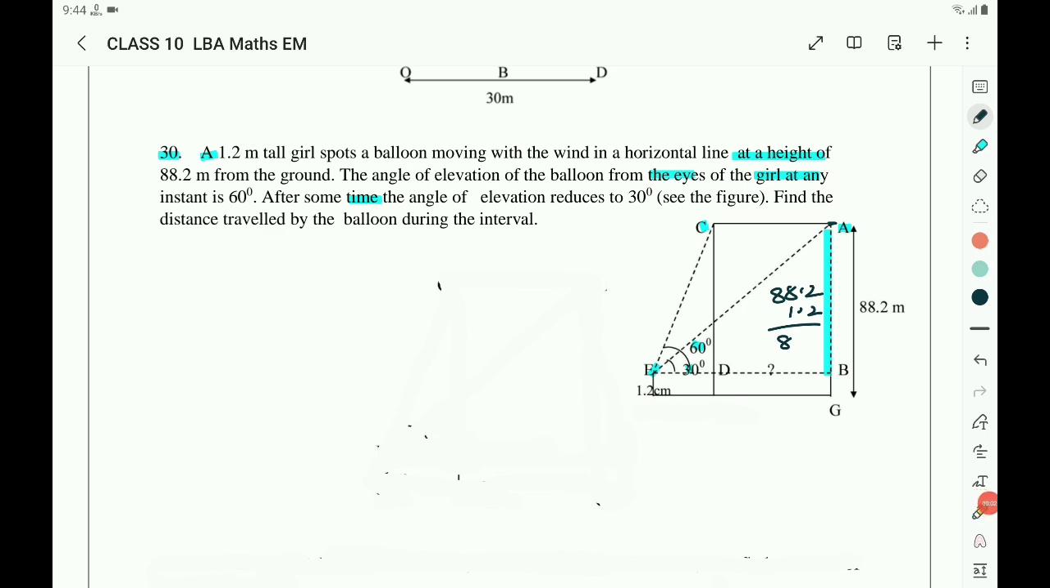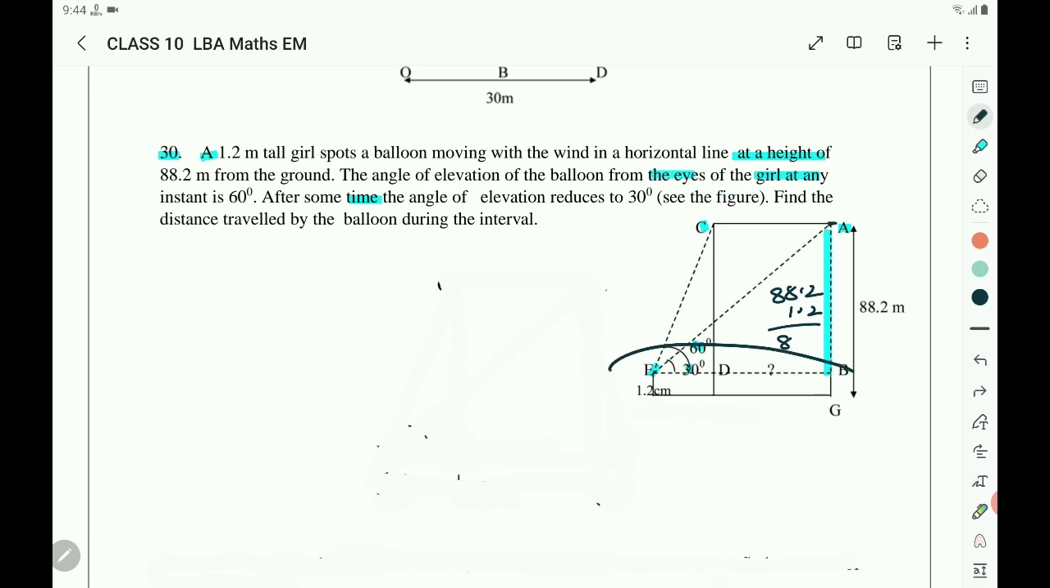What we have to find out? We have to find the distance traveled by the balloon during the interval. This is the initial position. This is the final position. The distance traveled is C to A. CA is to be found out. Here if you get DB, that becomes CA. To get DB, what we have to do?